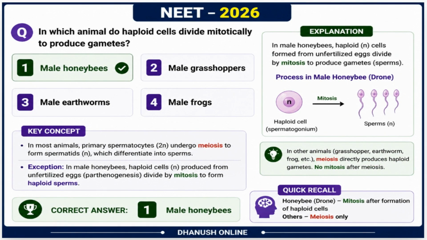In male honeybees, or drones, haploid cells formed from unfertilized eggs divide mitotically to produce gametes. This is an exception, as most animals use meiosis for gamete production. The correct answer is option 1, male honeybees.